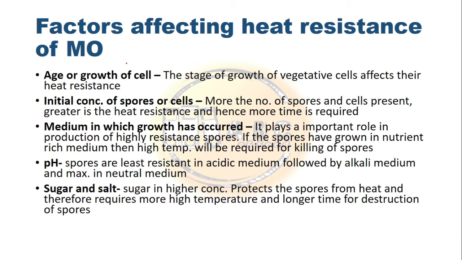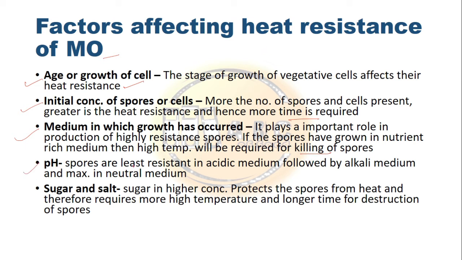Now we will be studying about factors which affect the heat resistance of microorganisms. Firstly, the age or growth of a cell. The stage of growth of vegetative cells affects their heat resistance. Secondly, the initial concentration of spores or cells. More the number of spores and cells present, greater is the heat resistance and hence more time is required. Third, the medium in which growth has occurred. It plays an important role in production of highly resistant spores. If the spores have grown in nutrient rich medium, then high temperature will be required for killing of spores.